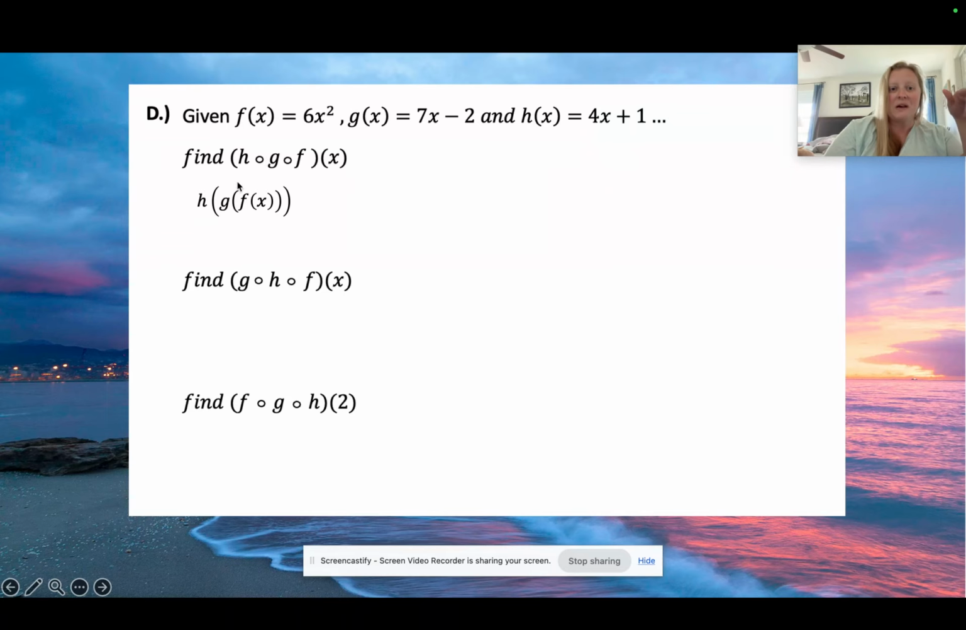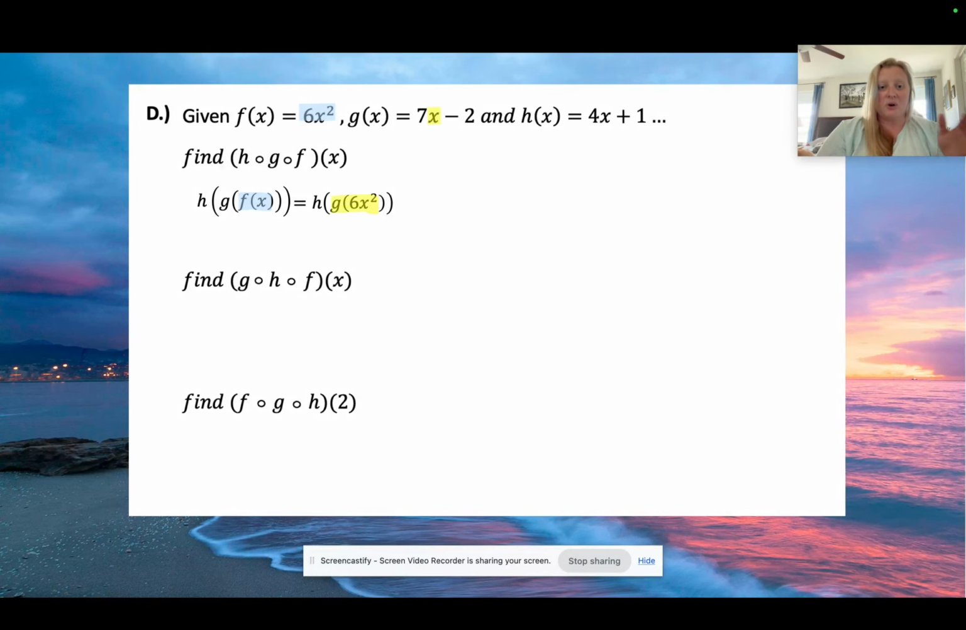Remember, every time you say "of" is another parenthesis. All right, and we work our way from in to out. So I want to focus right here on the f of x. That is the innermost parentheses, and I will replace that with 6x squared. So here's my new problem. And I'm going to keep going.